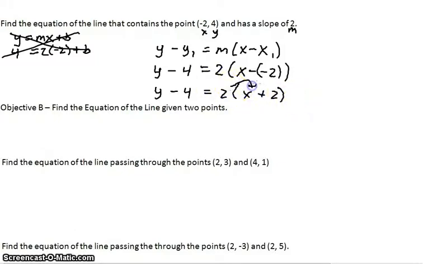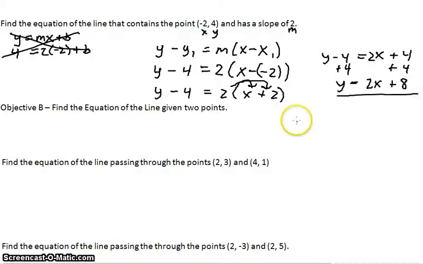Now I want to get rid of this parentheses, so I'm going to distribute to both of these. So I get y minus 4 equals 2 times x plus 2. Oh, excuse me. What you're going to get is y minus 4 equals 2x plus 4. I'm going to solve this by adding 4 to the other side. And I get y equals 2x plus 8. There's your line. Your line is right there.